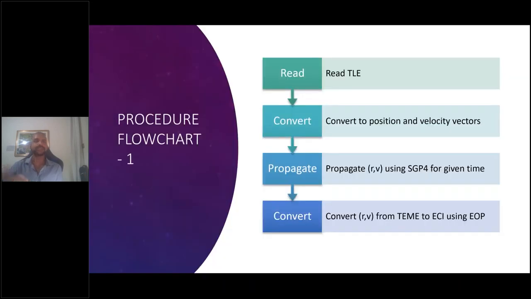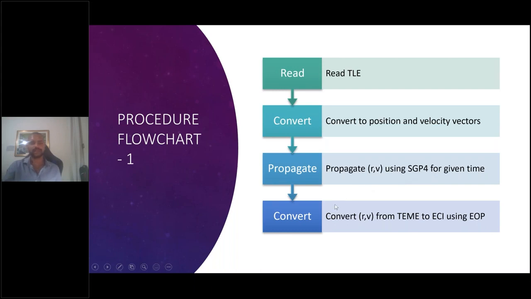The procedure for predicting this visibility is as follows. First we read the initial prediction of the TLE released by NORAD, and we then convert that to position and velocity vectors, which act as an input to SGP4. And this is all done in MATLAB.